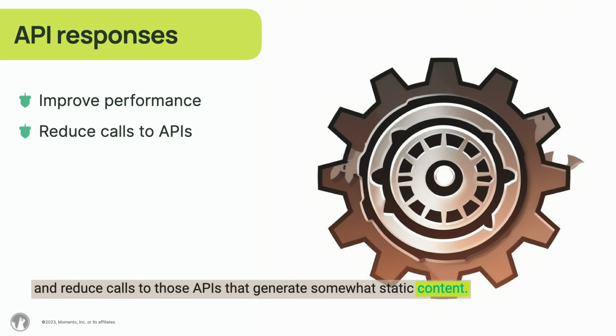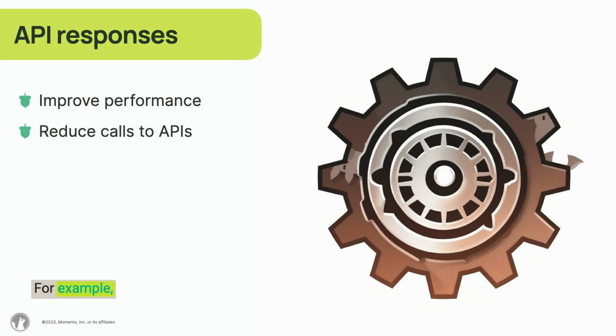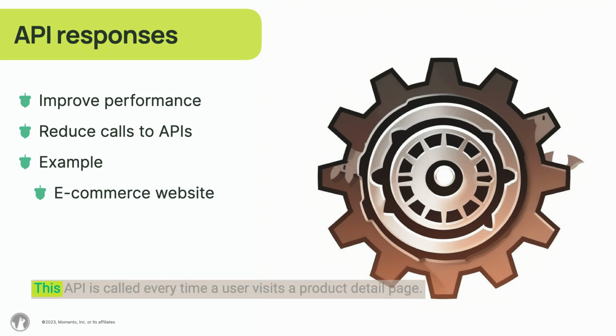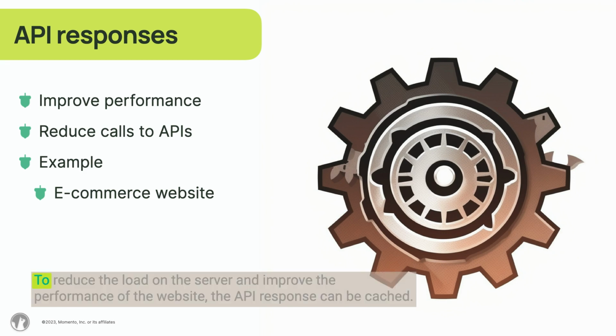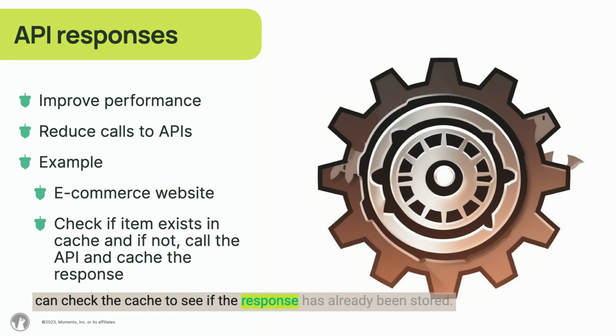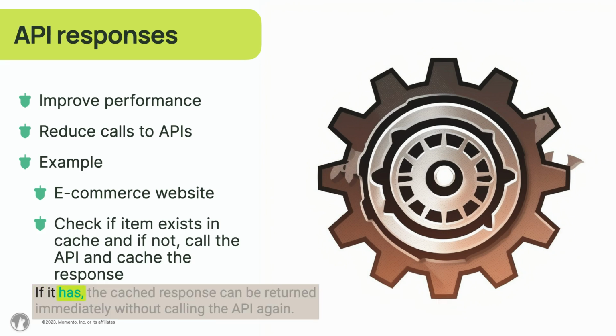generate somewhat static content. For example, consider an e-commerce website that uses an API to a microservice to retrieve product information. This API is called every time a user visits a product detail page. To reduce the load on the server and improve the performance of the website, the API response can be cached. So when a user visits the product detail page, the website can check the cache to see if the response has already been stored.